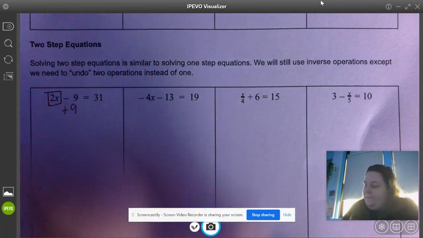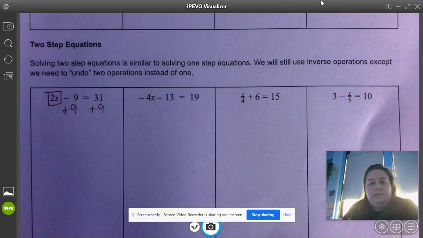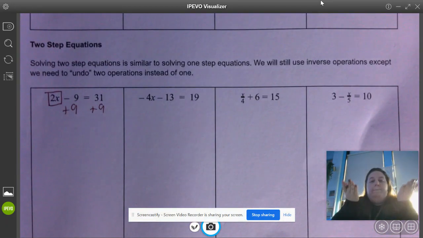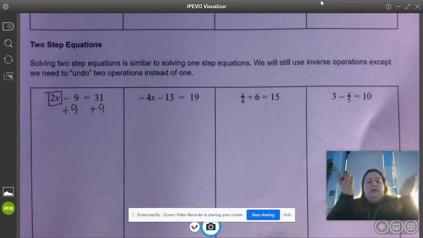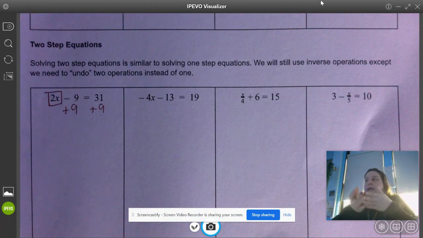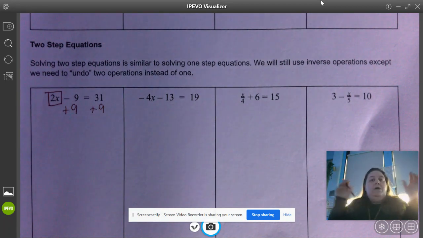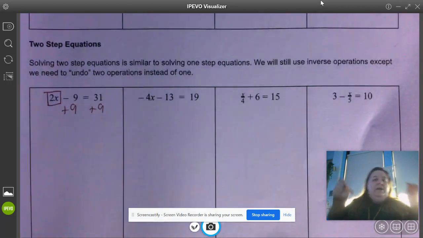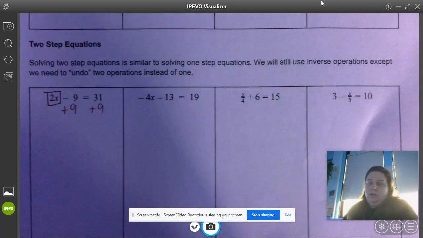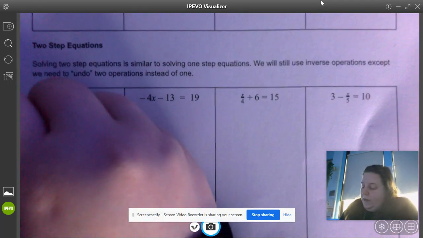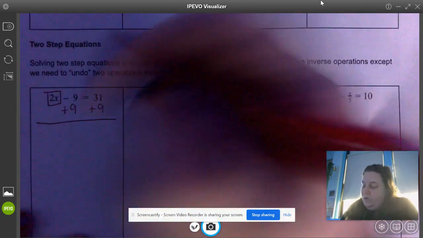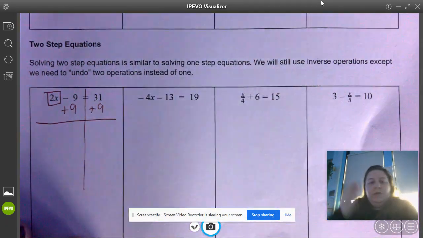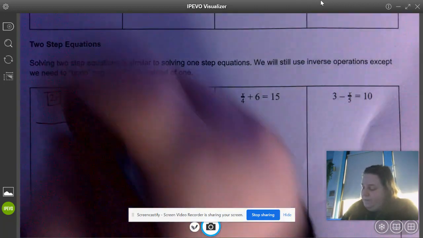Now, when I do that, I also have to do that to the other side of the equation. If you think of it like a balance beam, we have to make sure it stays balanced. Otherwise, or like if you go to the gym and you work out, you have to have the same amount of weight on each side. Otherwise, you're going to fall over and hurt yourself. Okay. So when I do that, you could also draw a line through your equals to help separate your sides so you don't miss anything.